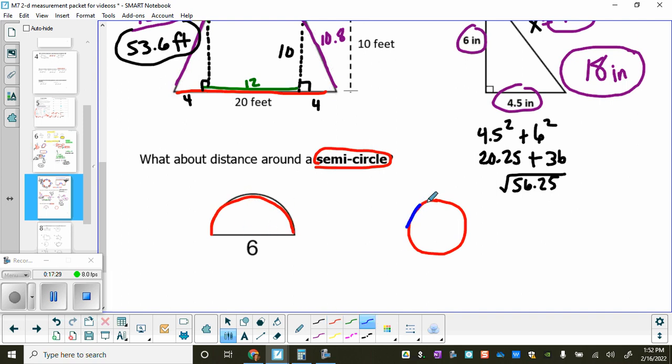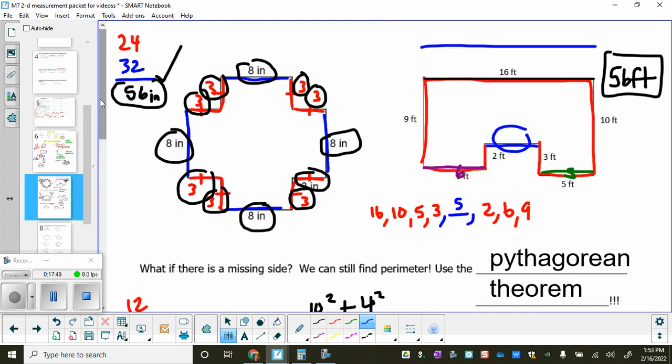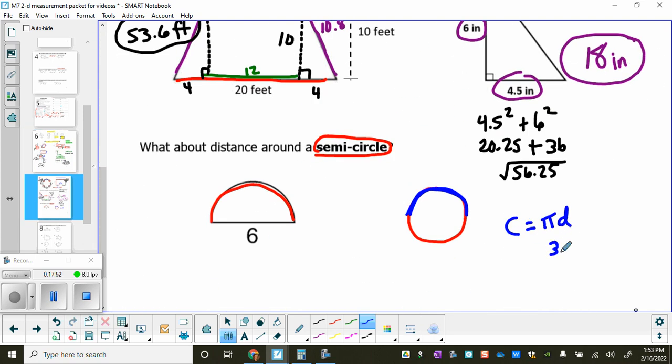So I care about this part right here. If the distance around the whole thing is pi times diameter, and that's on your formula sheet, friendly reminder in case you forgot, you've got a circle. The distance all the way around it is pi times diameter. I've got 3.14 times my diameter. My diameter here we said was a 6. And that would actually get me all the way around. But I don't want to go all the way around, y'all. I only want half of it because I only want half the distance around, okay?